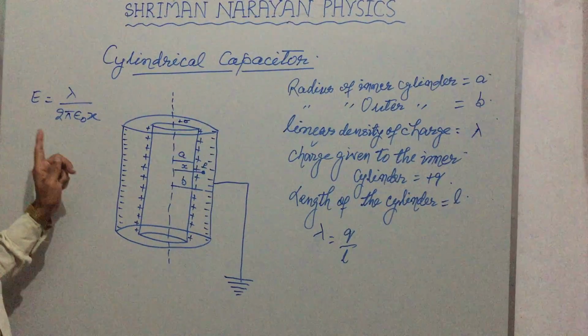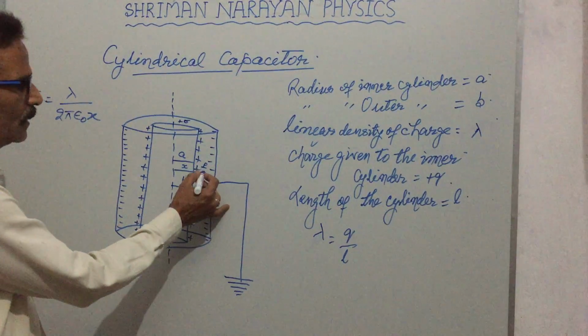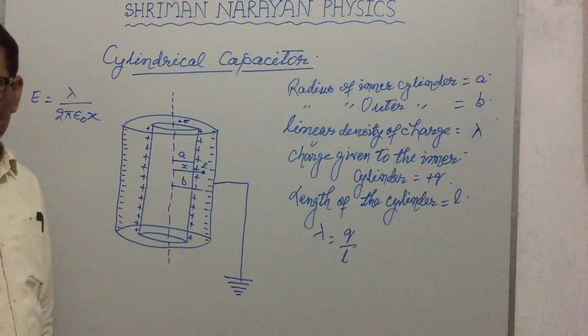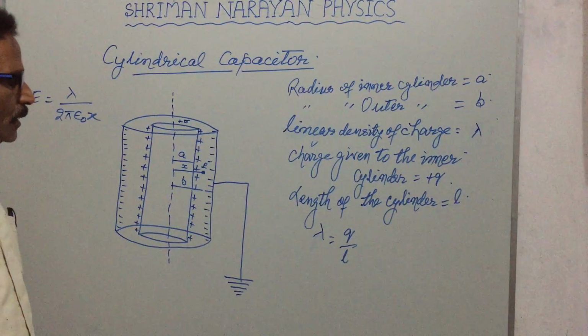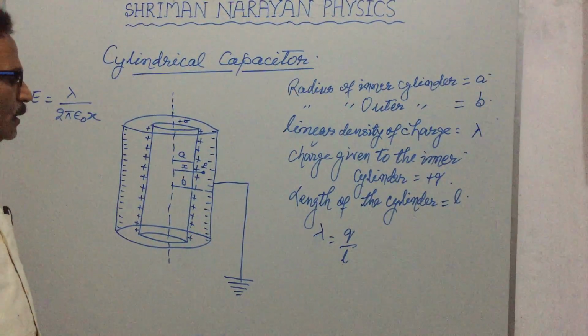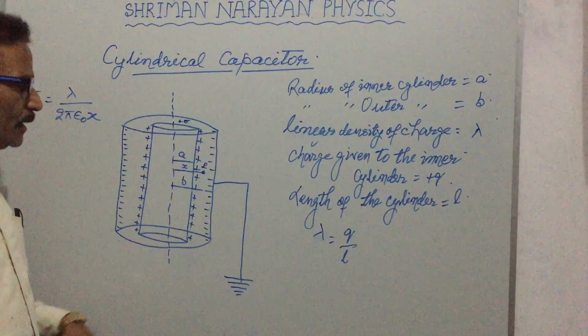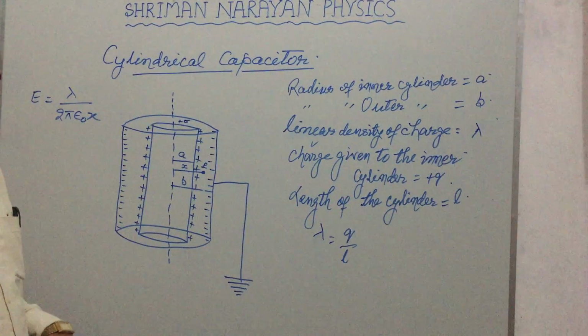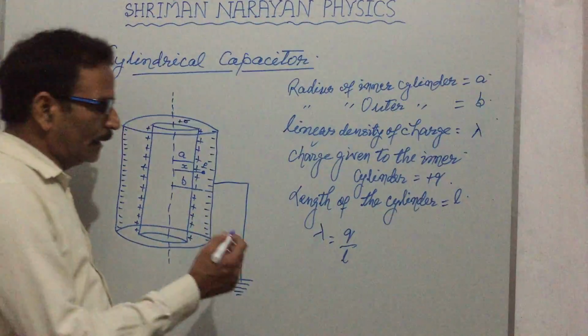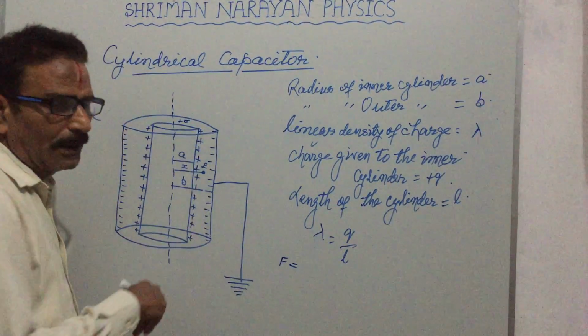Let us place a unit positive charge at the point P, and in that very situation the unit positive charge will experience a force, and that force will be given as F is equal to charge multiplied by electric field.